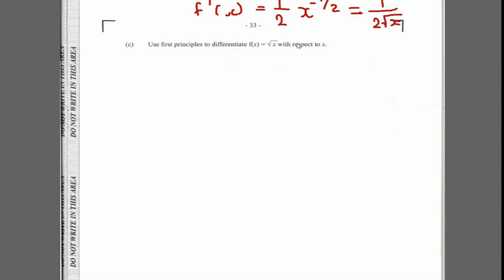Nice. Use first principles to differentiate this. All right. Let's use first principles. So using first principles to differentiate this, what we're going to get then is f prime of x is going to be equal to the limit as h tends to 0 of f of x plus h minus f of x over h.